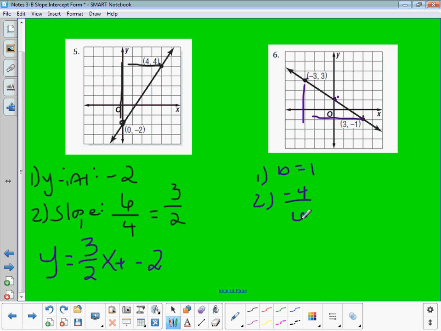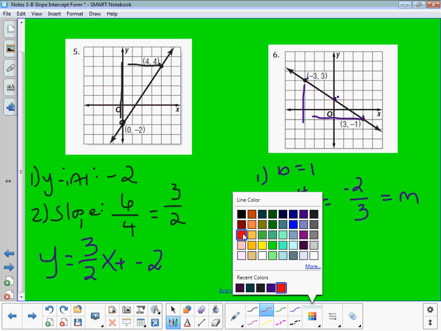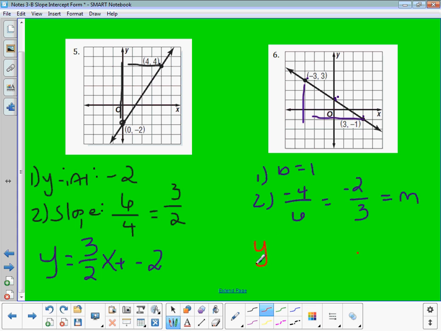So this is actually going to kind of be a reverse of the one that we just did. Both of them are even, so we can divide both of them by 2, so then we get negative 2/3, and that's our m. So now let's plug that into our slope-intercept form. So our y is going to stay in there, our m is going to be a negative 2/3 x, and our b is going to be 1. And this right here is our final answer.